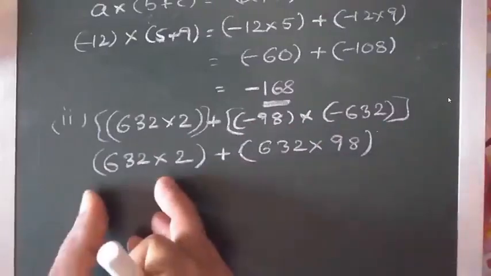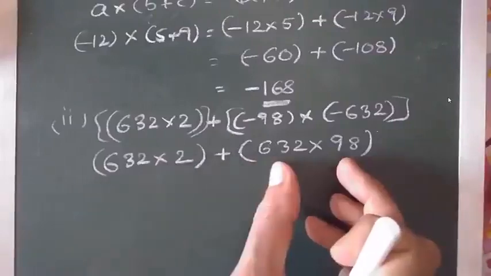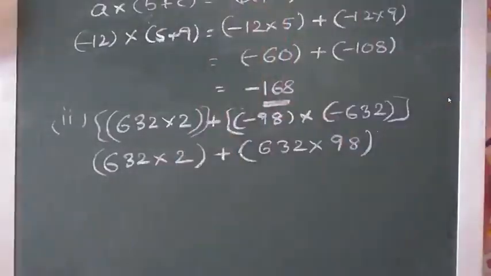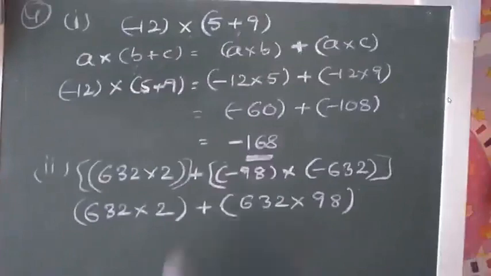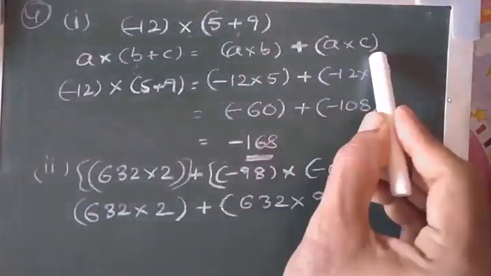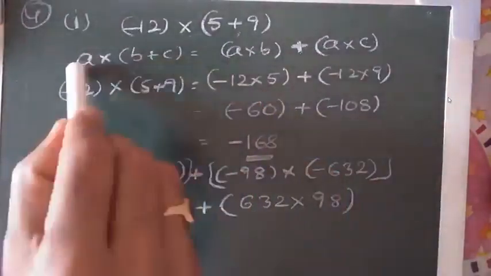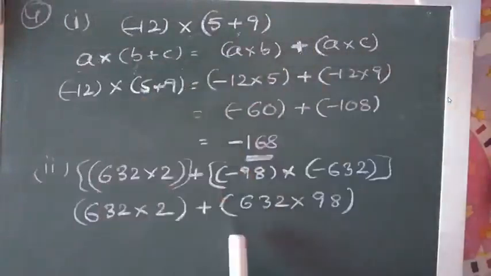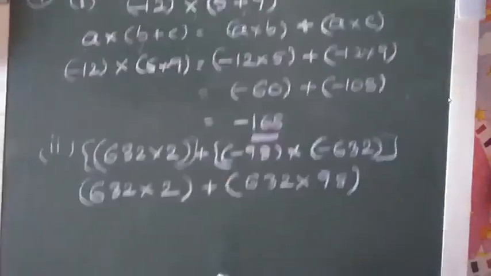Observe here, this is of the a into b plus a into c form, which is observed in the above problem. There is a problem a into b plus a into c. How can you write this? a into b plus c. So reversely we can write it as a into b plus c.